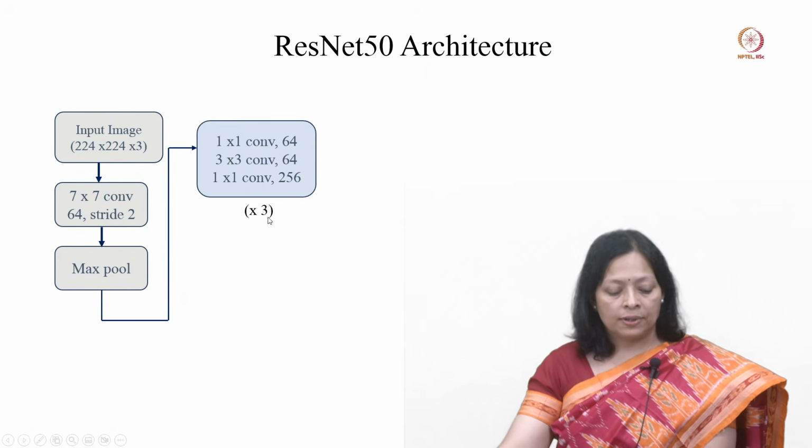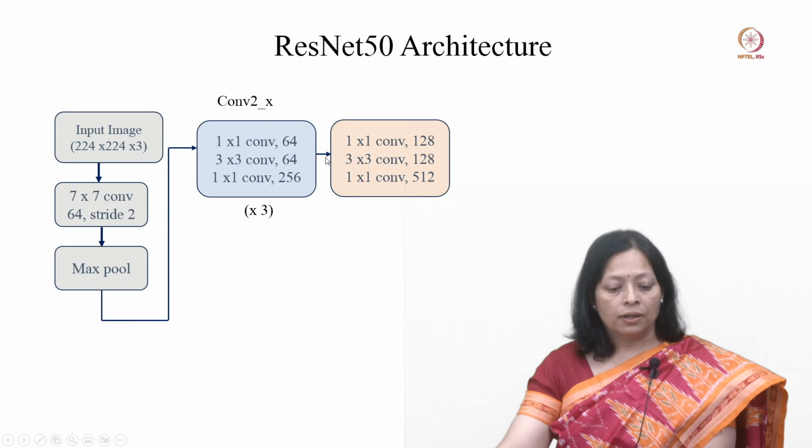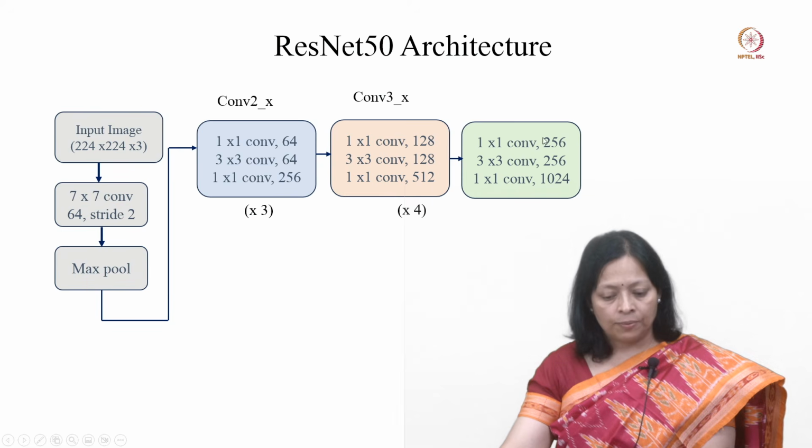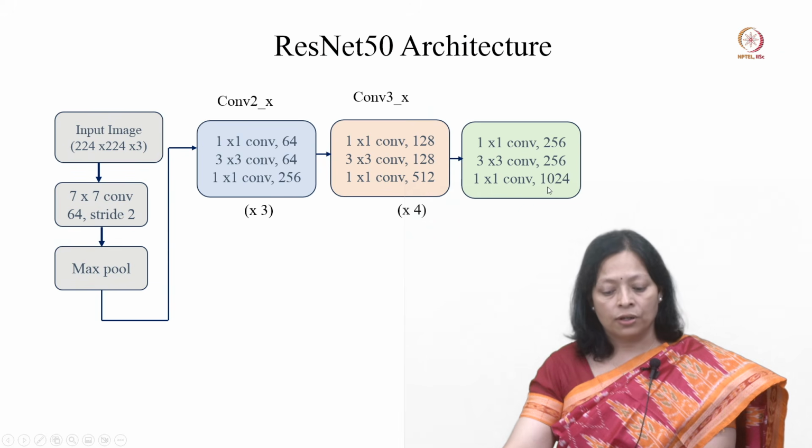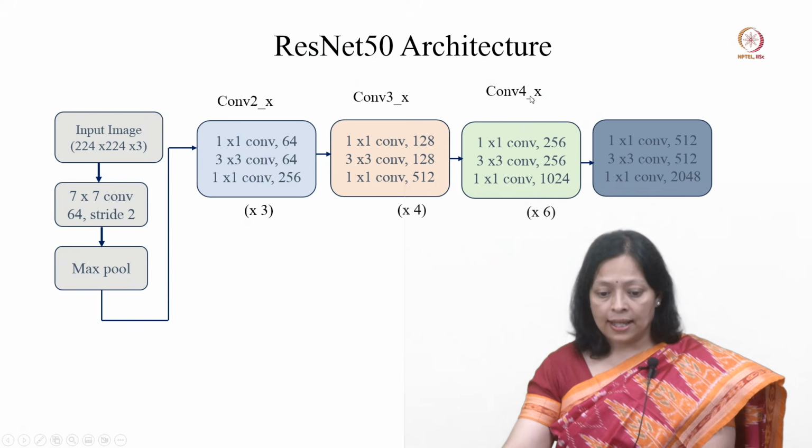This block is multiplied 3 times and we get this conv 2x, and then we have the second block, again having a 1 cross 1 convolution of 128 filters, 3 cross 3 convolutions of 128 filters, and 1 cross 1 convolutions of 512 filters. This is multiplied 4 times and this is our conv 3x. Then we have the third block, the 1 cross 1 convolution of 256 filters, 3 cross 3 convolutions of 256 filters, and a 1 cross 1 convolution of 1024 filters. So this block is multiplied 6 times and this is my conv 4x.